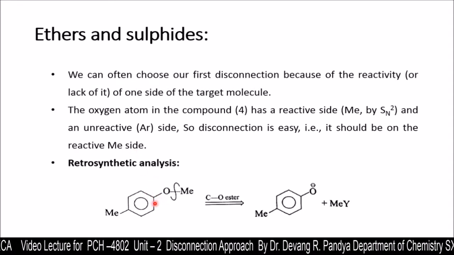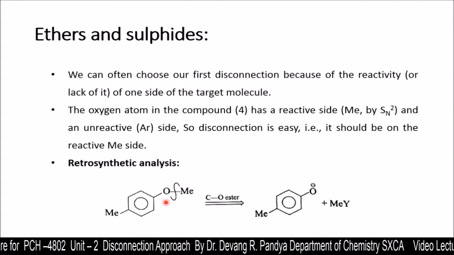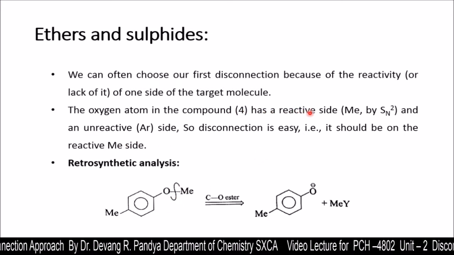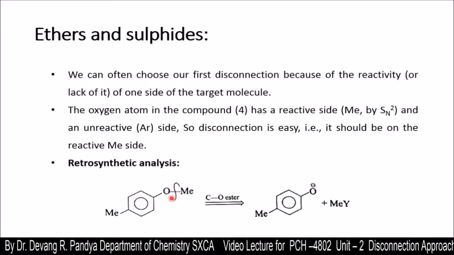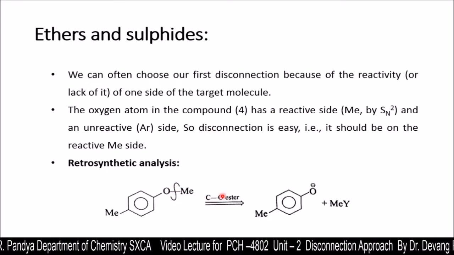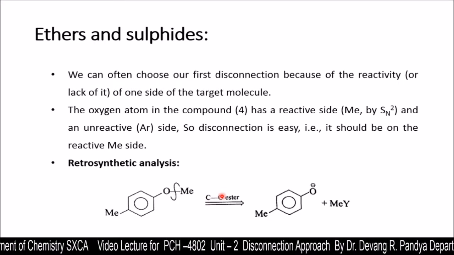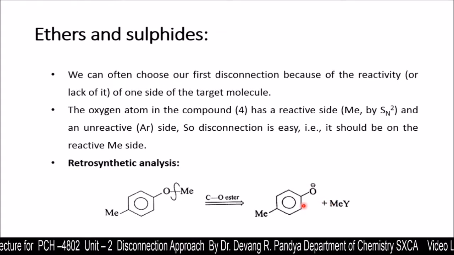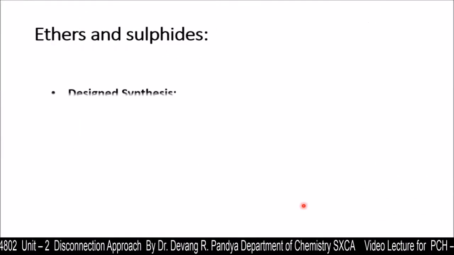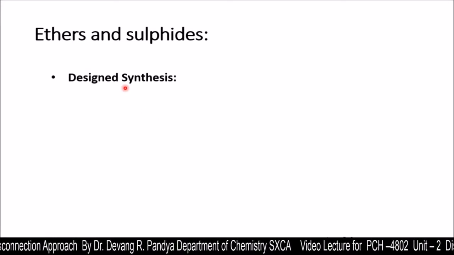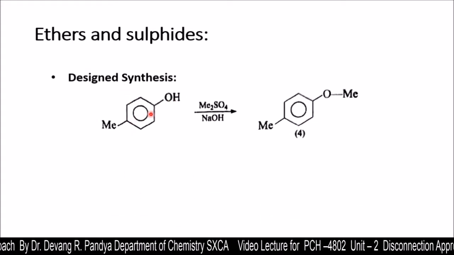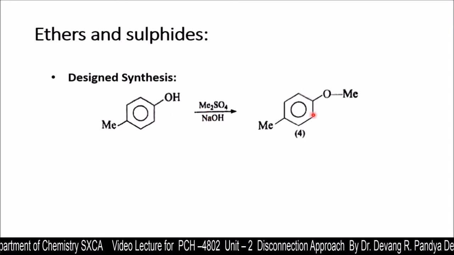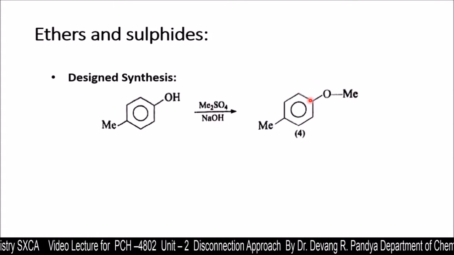So instead of the aryl side, we can put the wiggly line on the methyl side, as we have already shown that methyl has a reactive side. So we are going to put the disconnection over here. It is a CO disconnection for the ether, and we're going to get this synthetic equivalent and synthon. Now design synthesis. Here you can see our starting reagent treated with methyl sulfate in presence of NaOH. We're going to get our target molecule structure 4, that is the ether.